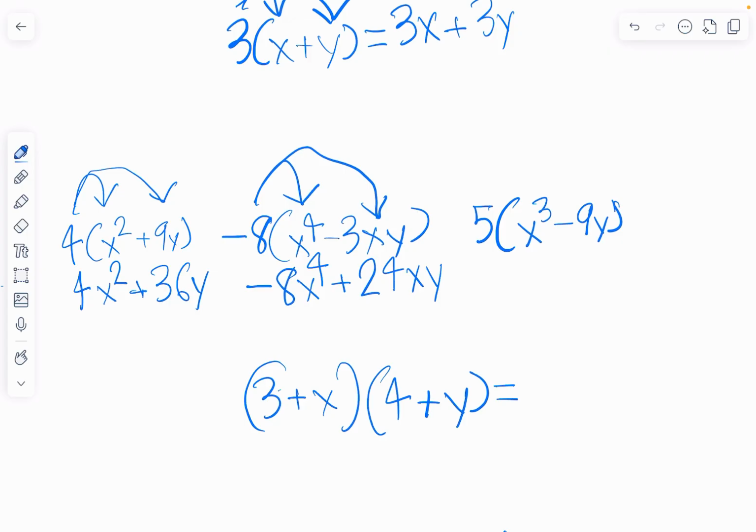For this problem, you have to multiply 5 by x cubed and 5 by negative 9y. 5 times x cubed is 5x cubed. 5 times negative 9y is negative 45y.